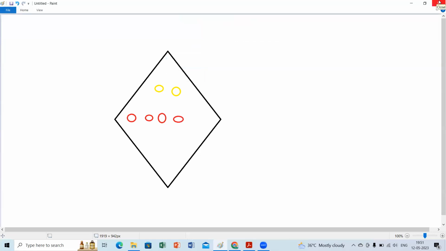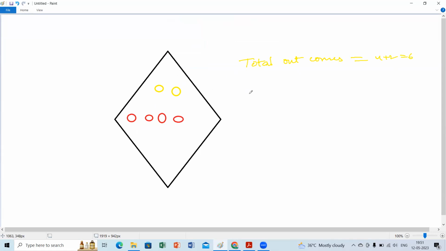Yes. Total outcomes, you have to write the total. How many total outcomes do you have, children? 6 outcomes. 4 plus 2, which is 6. What is yellow?